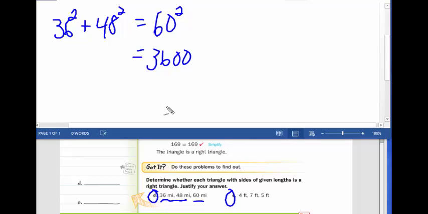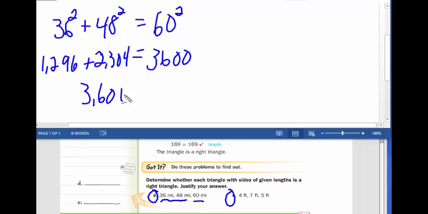So now we've got 36 squared is 1,296 plus 48 squared, which is 2,304. Add those two together, and we do indeed get 3,600. It does equal 3,600. So determine whether each triangle with sides of given lengths is a right triangle and justify your answer.